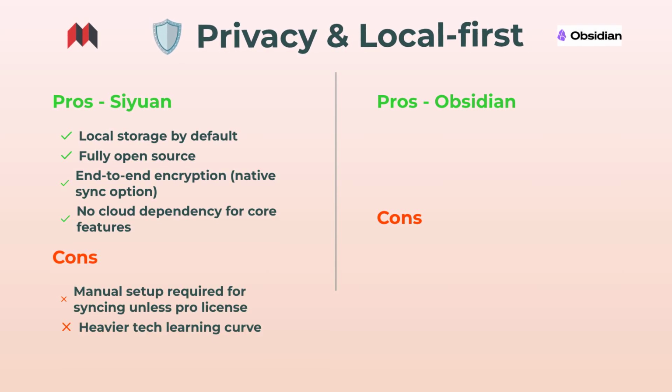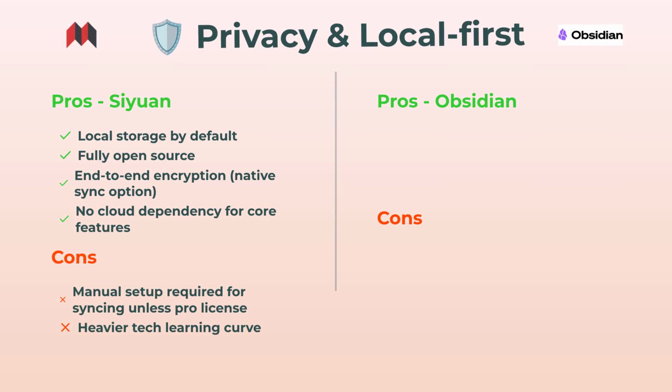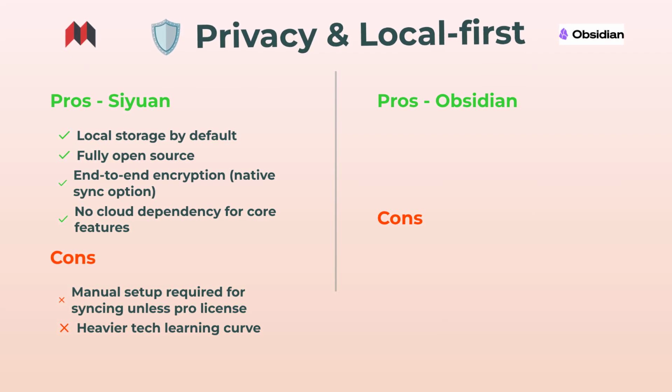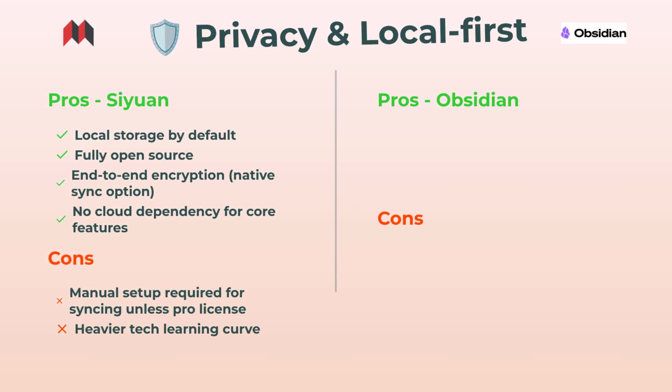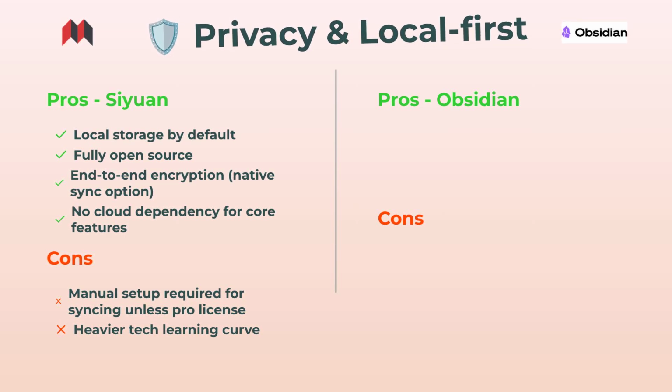Alright, starting with Siyuan, this thing is as local as it gets. Honestly, it's kinda wild. All your notes live on your machine, you get end-to-end encryption if you go with the native sync, and it's open source. Which is cool, but syncing does take a little tinkering unless you spring for their pro license. If you're a privacy buff, this ticks a ton of boxes, but just know the tech learning curve is not nothing.